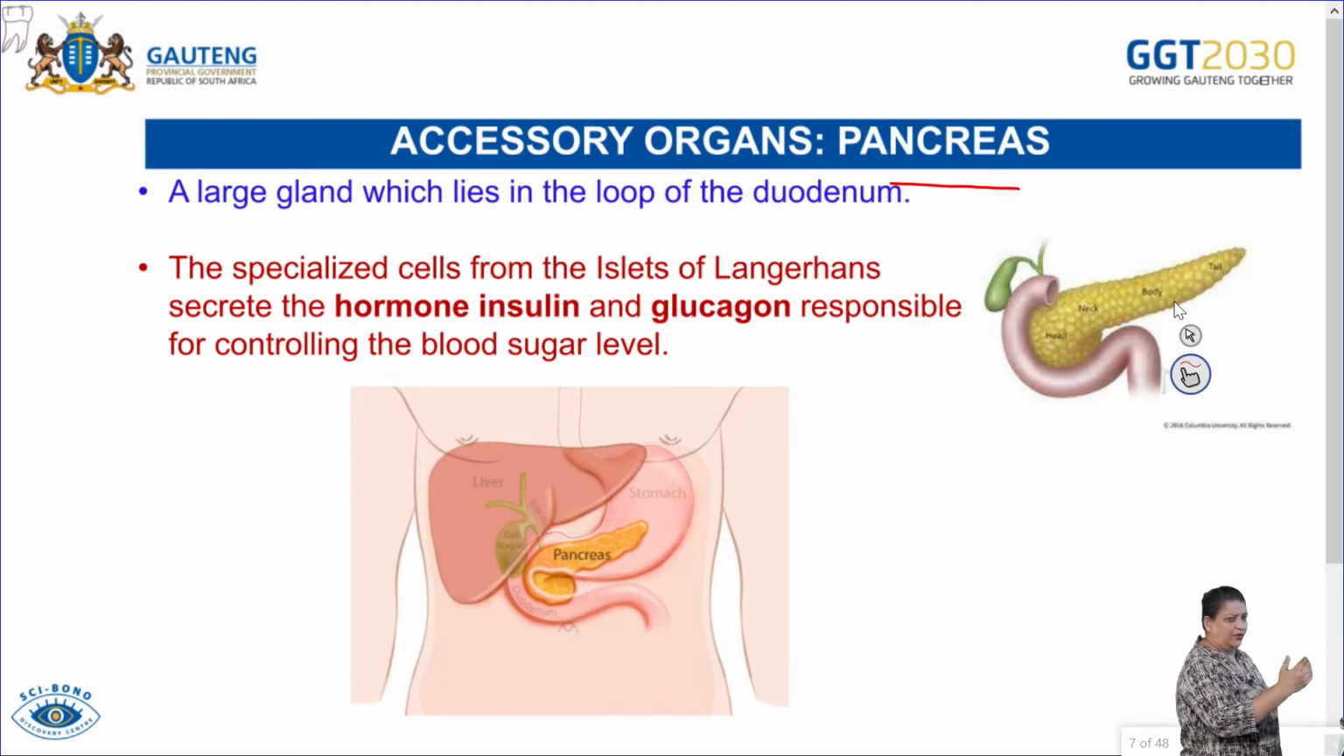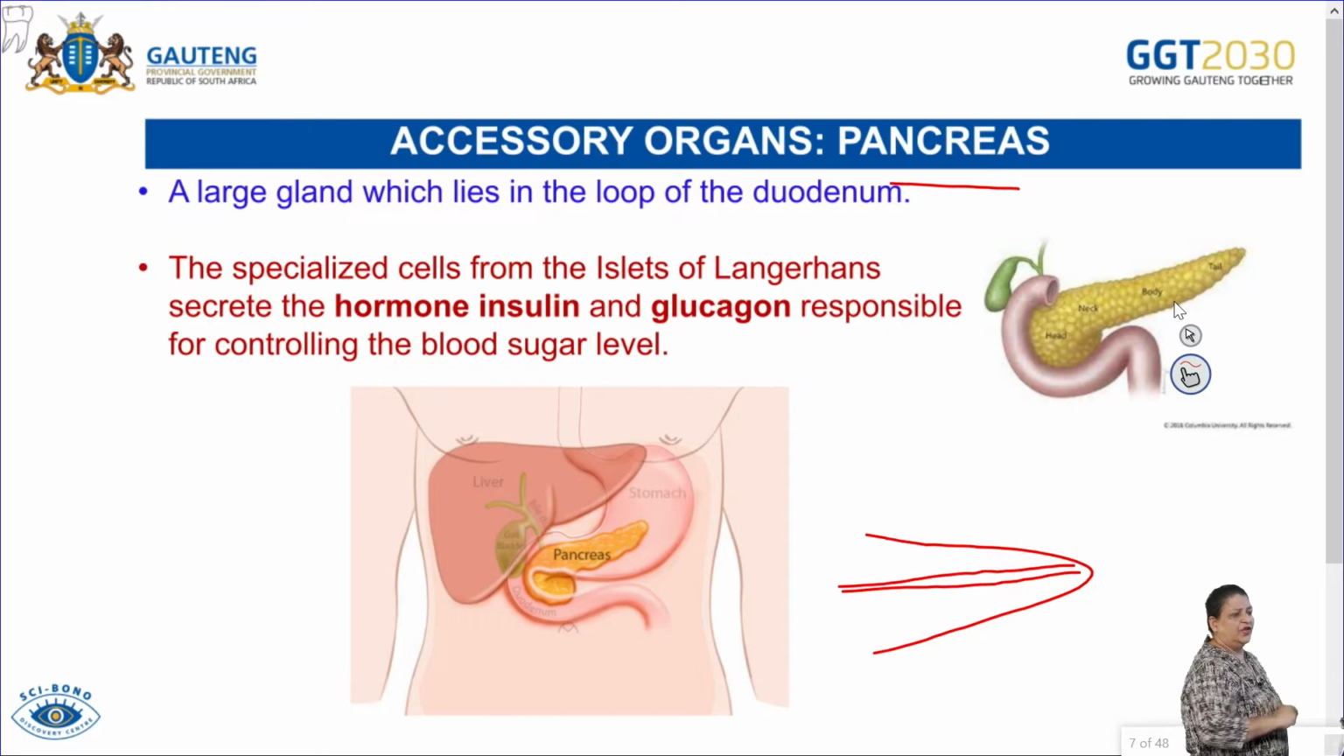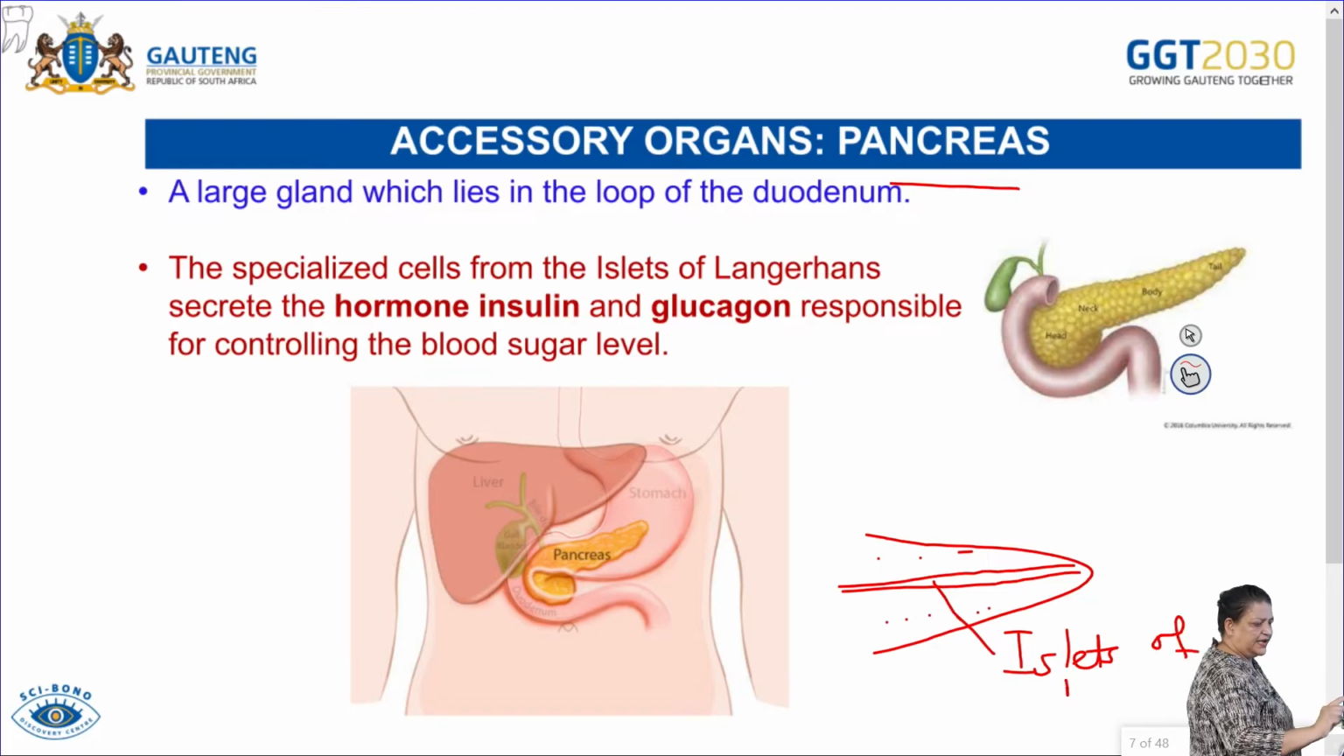So let us see. Just behind and a little bit below the stomach is also your pancreas. It looks like a little island, like a leaf. That's the pancreas. It has a little structure here called the islets of Langerhans. So here's your pancreas, and this is your islets of Langerhans in here, and that's going to secrete hormones, which you're going to learn in grade 12.